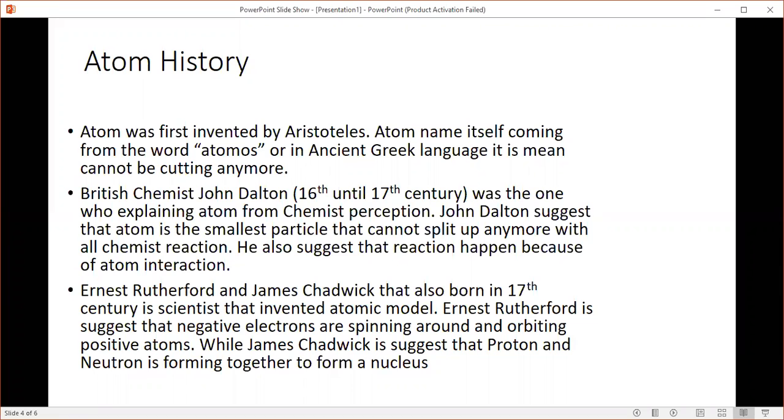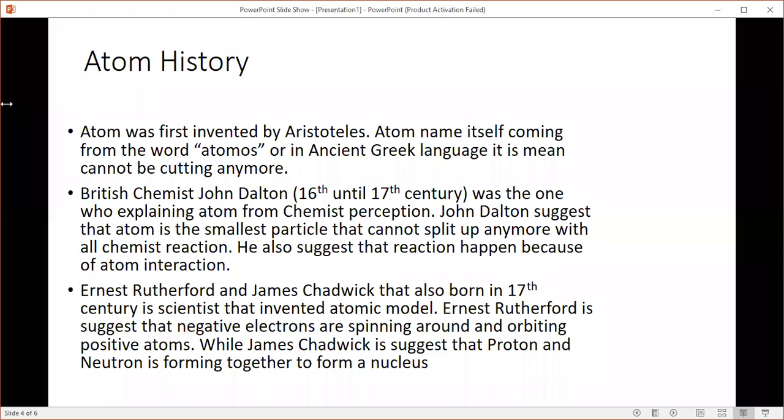And then Ernest Rutherford and James Chadwick, who were also born in the 17th century, are scientists who invented the atomic model. Ernest Rutherford suggests that negative electrons are spinning around and orbiting positive atoms, while James Chadwick suggests that proton and neutron form together to form a nucleus.